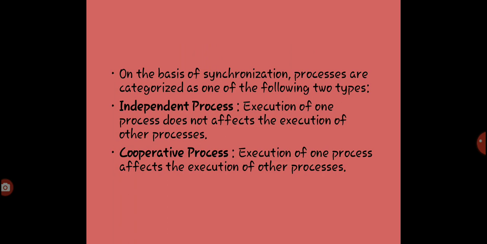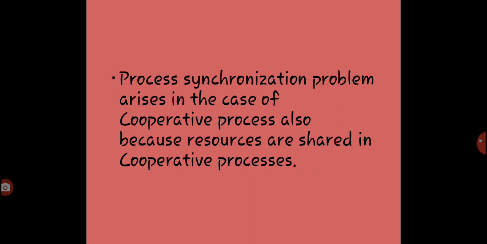On the basis of synchronization, the processes are categorized into two types. One is independent processes, another is cooperative processes. There is no problem with independent processes because they are exclusive processes. There is no connection or sharing between the processes running. But in the case of cooperative processes, the execution of one process will surely affect the execution of another process. So this is called a cooperative process. When cooperative processes are being handled in a system, only then does the process synchronization problem occur.